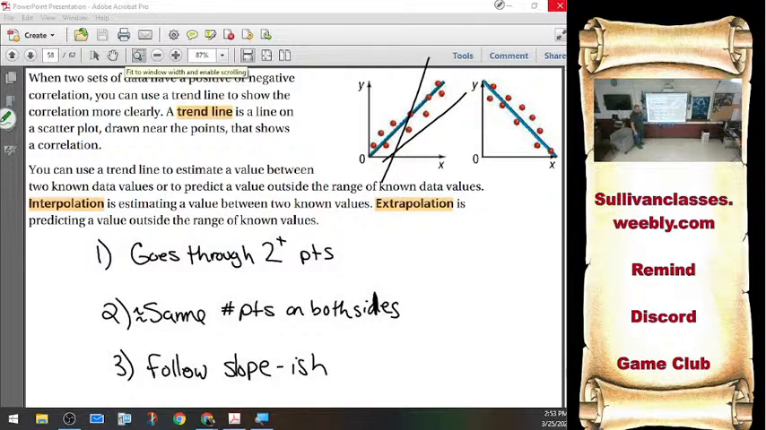Some words that may or may not be new for you. Interpolation. This one we use a little bit less, but I'm hoping you've heard of the word extrapolation. I will extrapolate what comes next. The word you see in there is extra. Extrapolation, data outside my data point. Okay? Extra, more, outside.